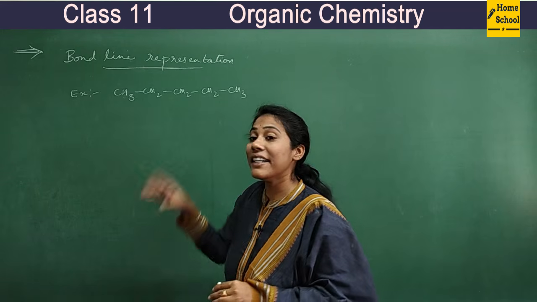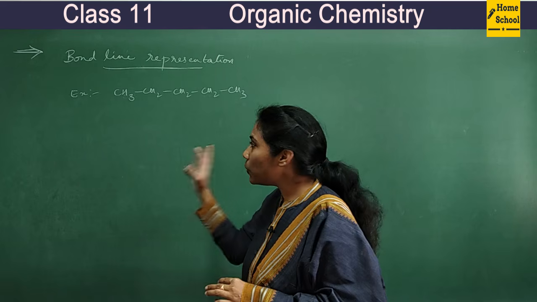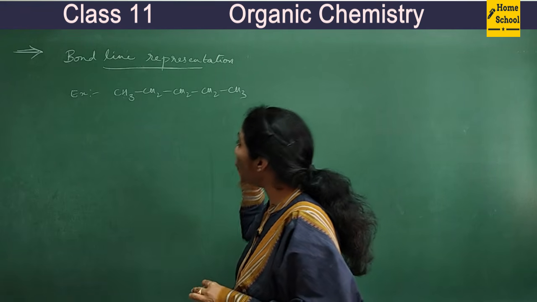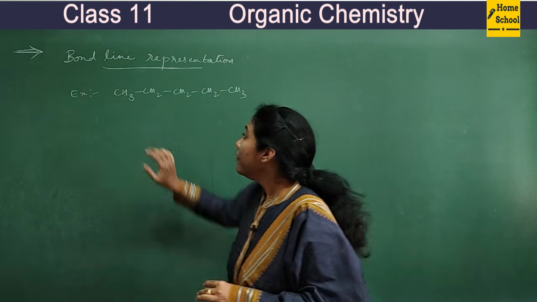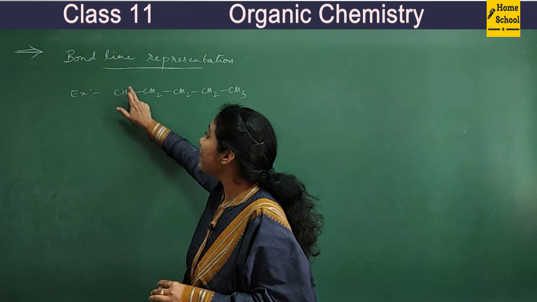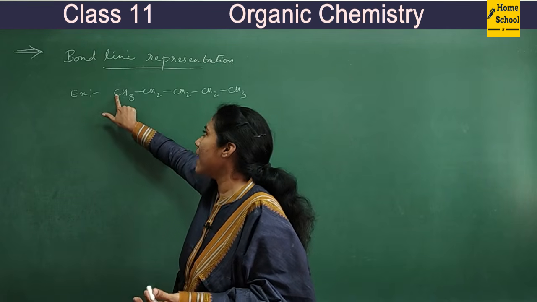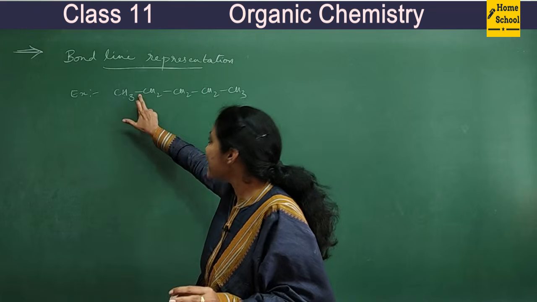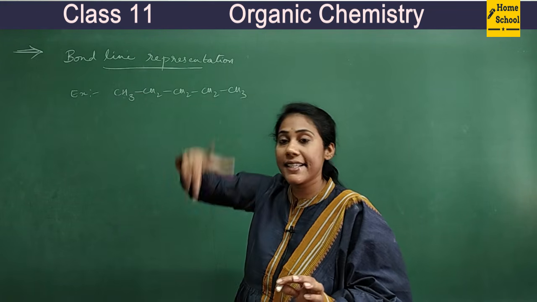And this one I need to convert into bond line representation. What we do in bond line representation is we mention only the bonds between carbon and carbon. We don't mention the symbol of the element. We don't mention that there is a carbon, or that there are 3 hydrogens. We don't mention anything. We just mention the bonds between carbon and carbon, in a zigzag fashion.